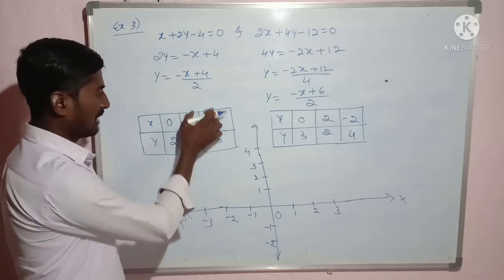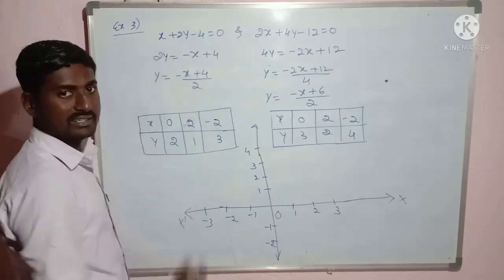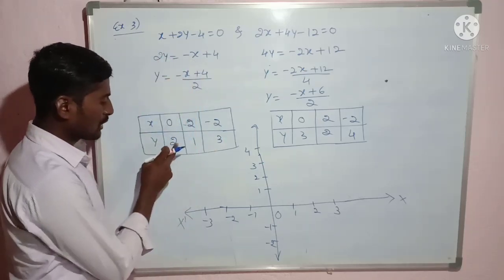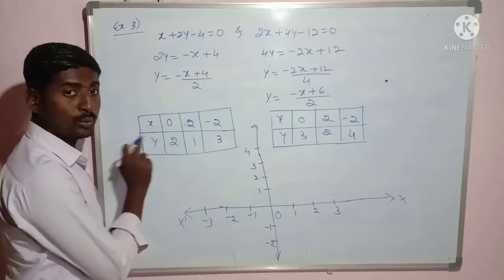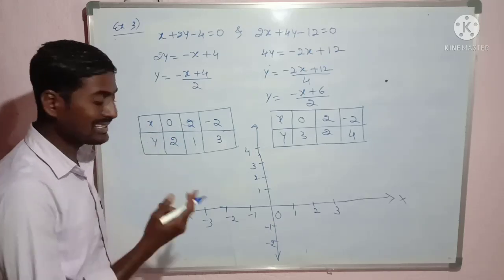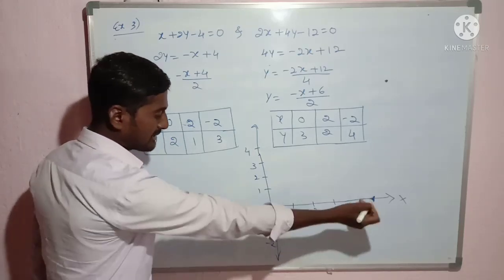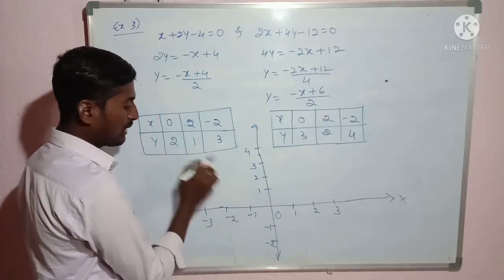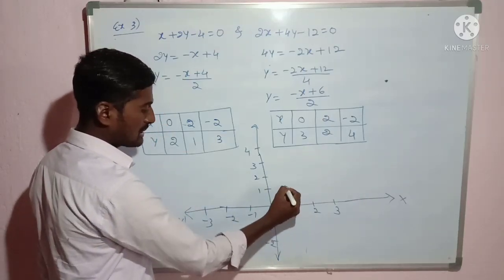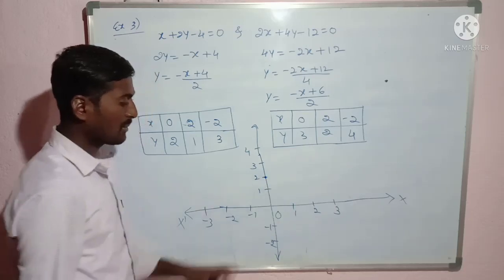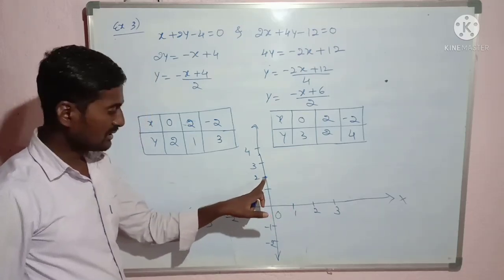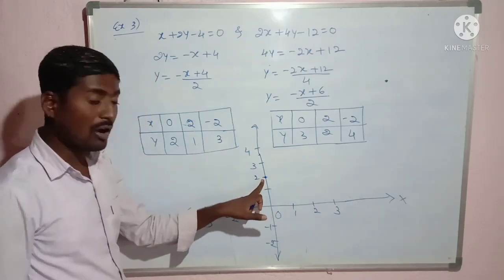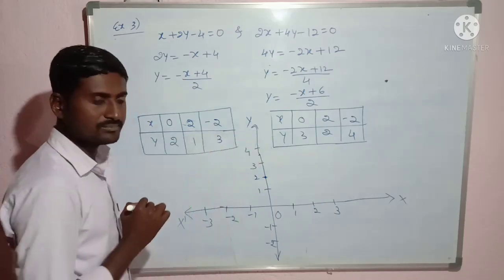Now, first I draw this line. The first line: if x equals 0, y is 2. The point is (0, 2). Where will this be? On the x-axis 0, the y coordinate is 2. So this must be here. Is it right? So the point (0, 2) will be on the y-axis.